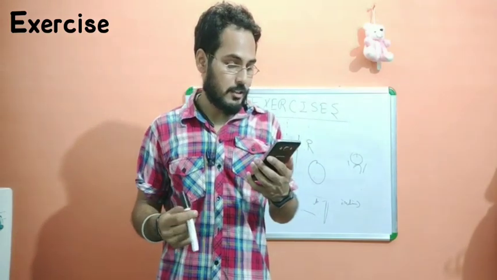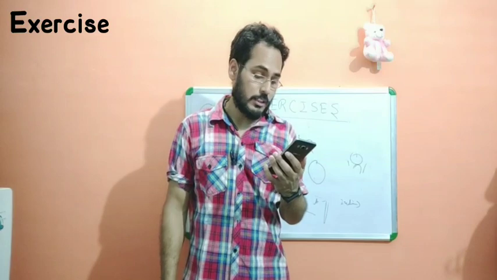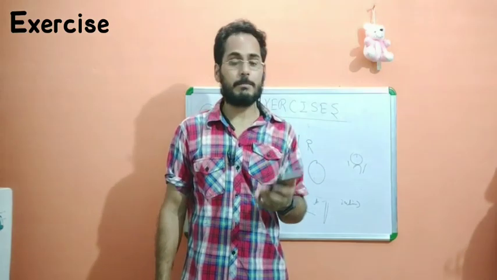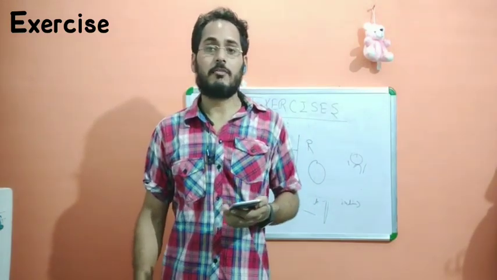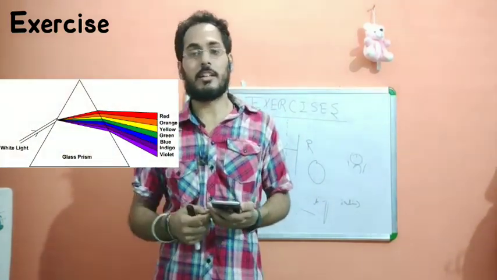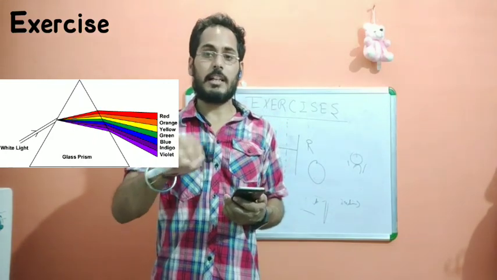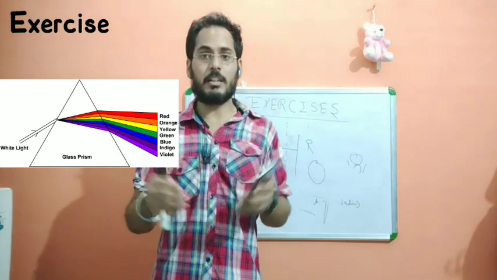Okay, next, and the last, is: with the help of a diagram show the dispersion of white light by the prism. I think it is already discussed in the topics, what is dispersion of white light, when white light travels through a transparent glass slab like a prism, which is a triangular glass slab.